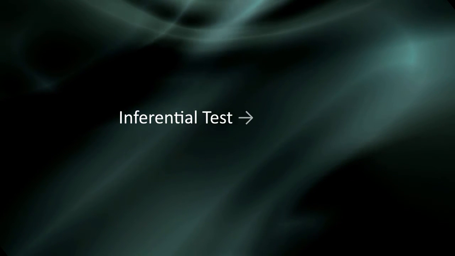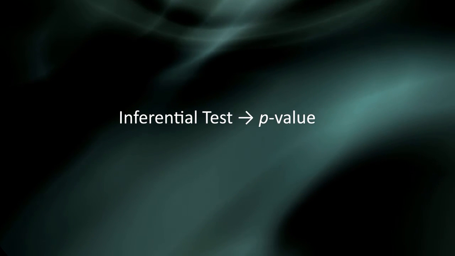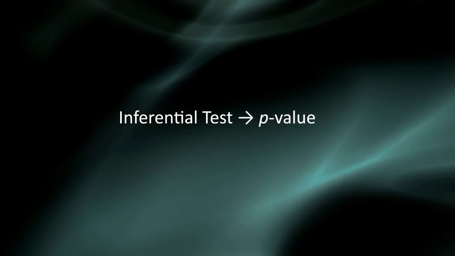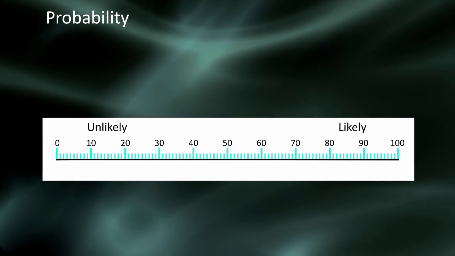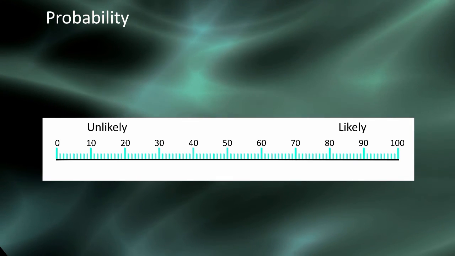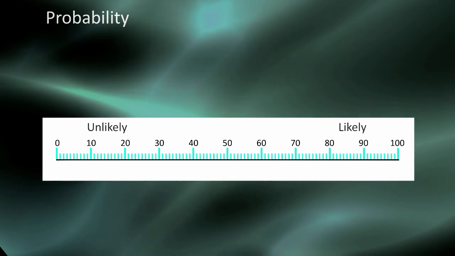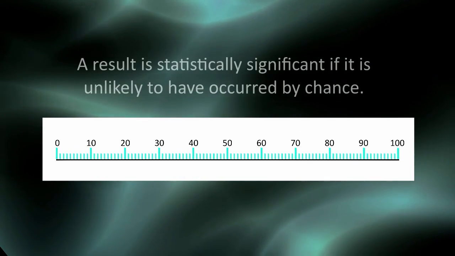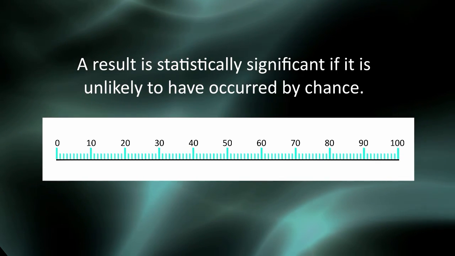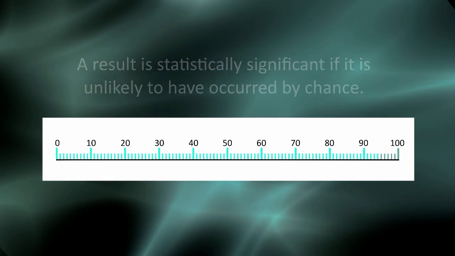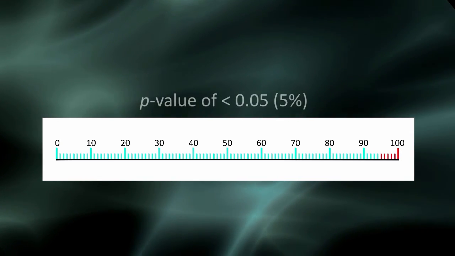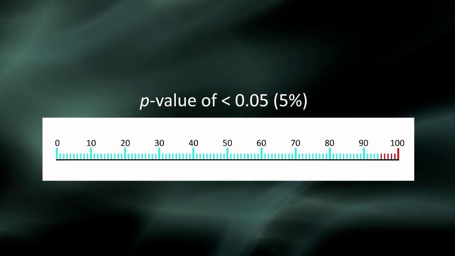The reason for using an inferential test is to get a probability value, commonly called the p-value. The p-value provides an estimate of how often we would get the obtained result by chance if, in fact, the null hypothesis is true. In statistics, a result is called statistically significant if it's unlikely to have occurred by chance alone. The most commonly used standard or cutoff is 0.05 or 5%.